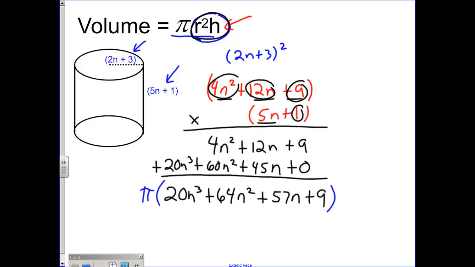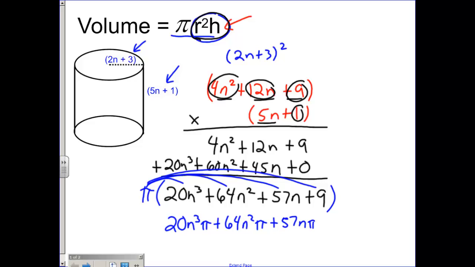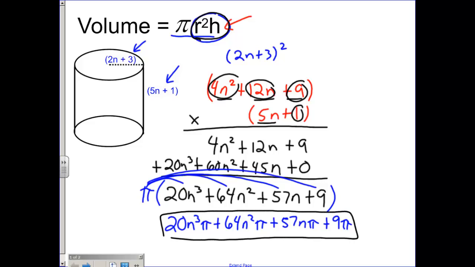So all I'm really going to do is take this pi and distribute it to each one of my terms. So I'll have 4 multiplications, and we're going to leave it as pi. We're not going to call it 3.14. So this first one is 20n cubed times pi plus 64n squared pi plus 57n pi plus 9 pi. And this answer we get down here at the bottom becomes our entire volume calculation for that cylinder using nothing but binomials.